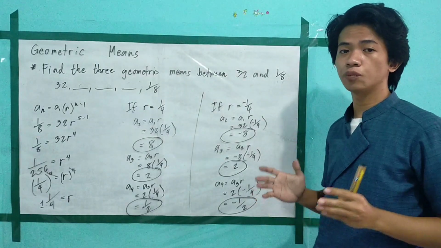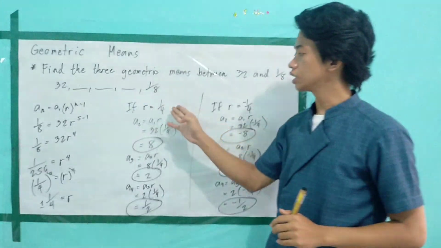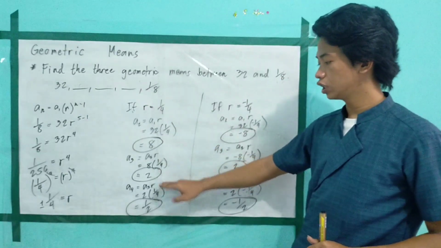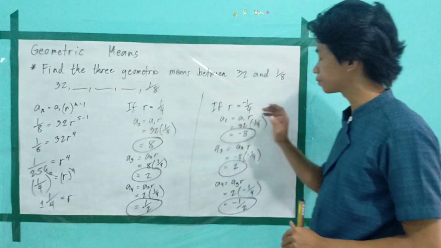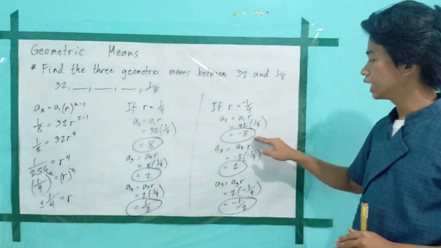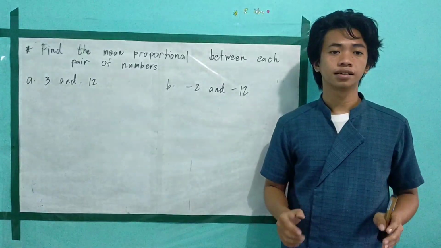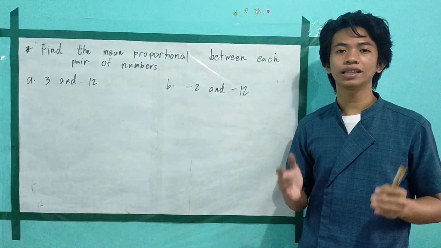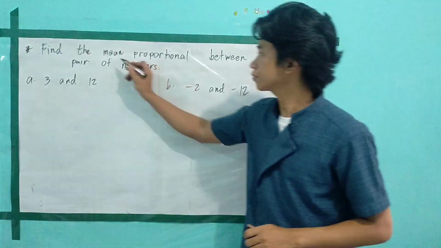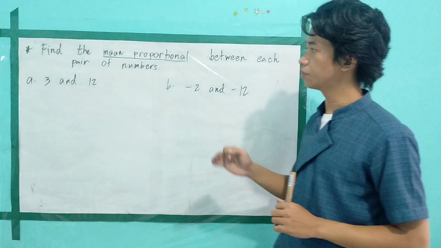So, there are two sets of geometric means between 32 and 1/8. If r is equal to 1/4, the geometric means are 8, 2, then 1/2. If r is equal to negative 1/4, the geometric means are negative 8, 2, and negative 1/2. A term between two terms of a geometric sequence is a geometric mean, or more specifically, mean proportional.